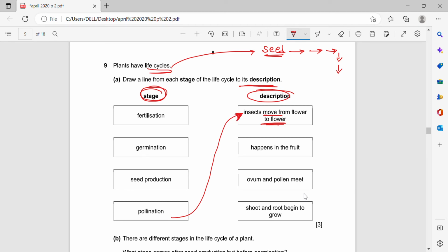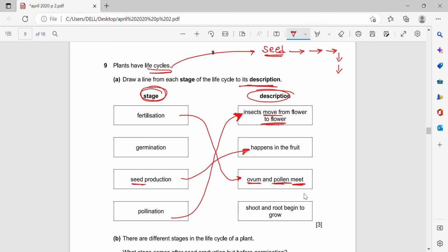Insects help by moving from flower to flower, carrying the pollen grains. Which one here happens in the fruit? What is produced in the fruit? Seed. So seed production. Ovum and pollen meet. This is only one meaning, fertilization.